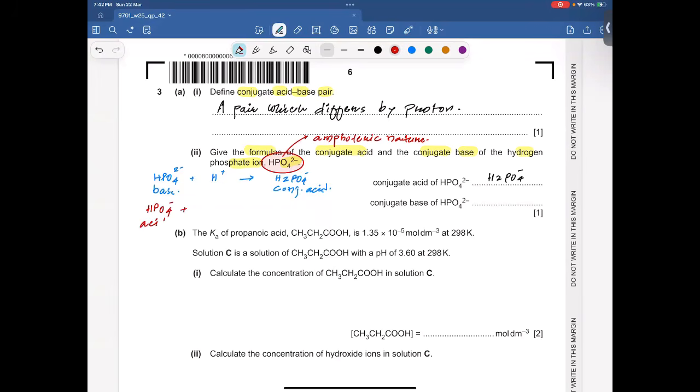All right. Let's suppose HPO4 2 minus behaves as an acid and we treat it with alkali, it will turn to water and a phosphate ion. So if it is an acid, obviously it is going to form a conjugate base. So the conjugate base of HPO4 2 minus is going to be the phosphate ion. Okay.